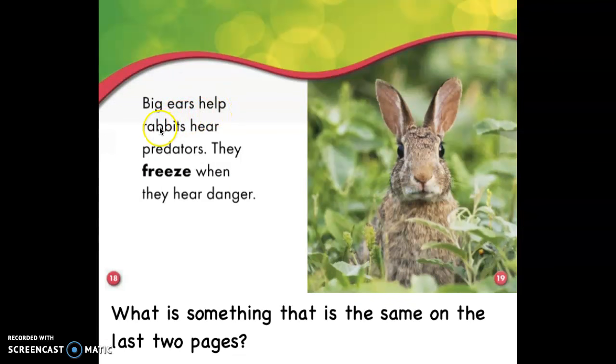Big ears help rabbits hear predators. They freeze when they hear danger. Freeze means that you do not move. So when rabbits hear a predator, remember a predator is another animal that might want to hurt the rabbit, they freeze, they don't move. So what is something that is the same on the last 2 pages?